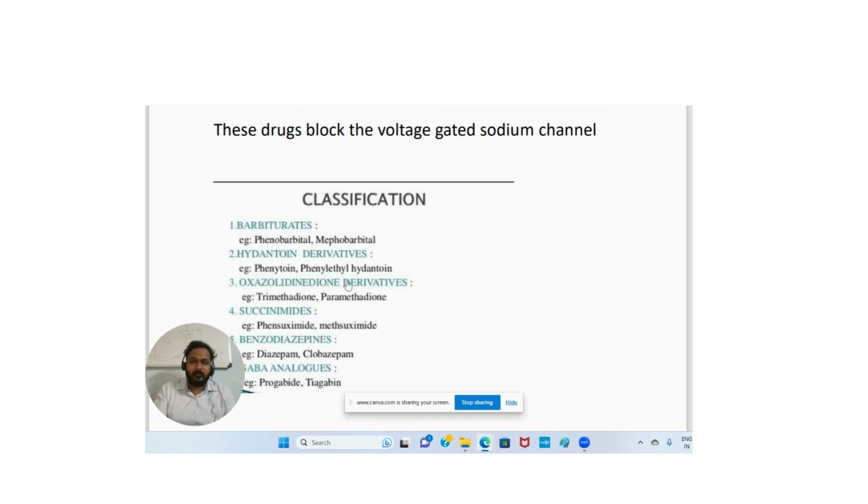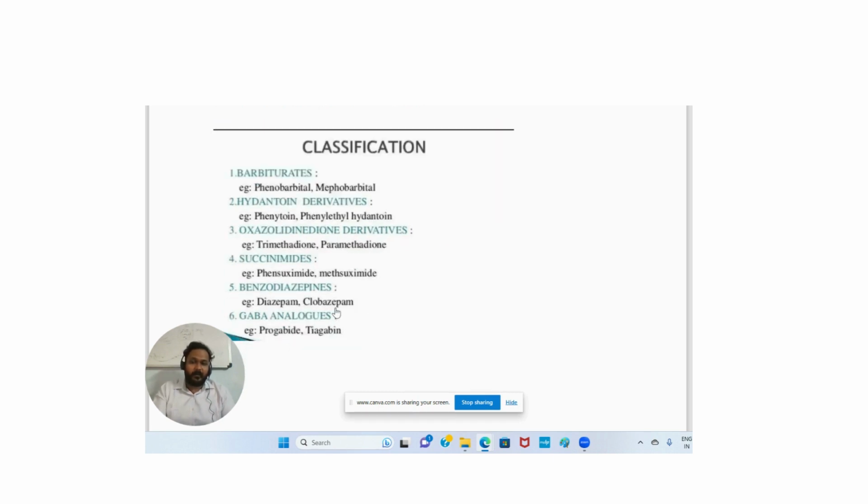Now, the classification of anti-epileptic drugs is based on the chemical nature of the basic molecule or the derivatives. Barbiturates, example is phenobarbital and mephobarbital. Hydantoin derivatives, example phenytoin, phenylethyl hydantoin. It contains the hydantoin basic moiety. Oxazolidinedione derivatives, example trimethadione and paramethadione. Succinimides, phensuximide and methsuximide. Benzodiazepines, diazepam and clonazepam.